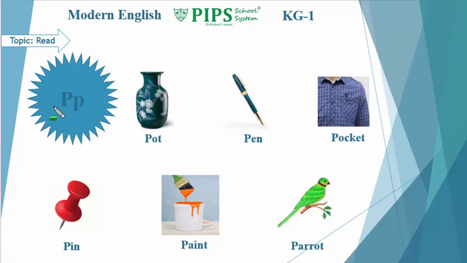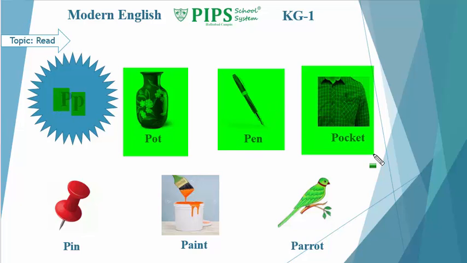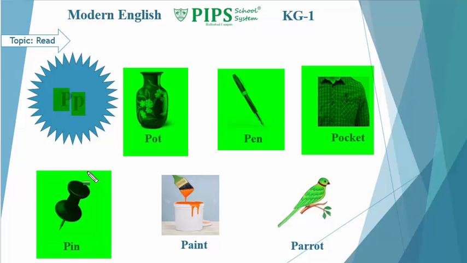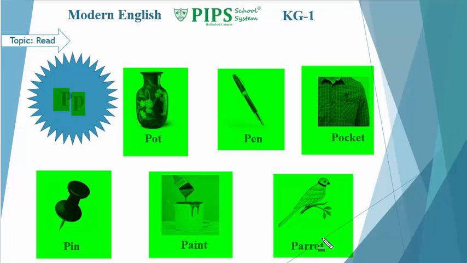The next letter is P. This is a capital letter P and this is a lowercase letter p. Sounds like P. Let's learn which things begin with the letter P. Pot. Pen. Pocket. Puffin. Paint. Parrot. Now students, read with me.